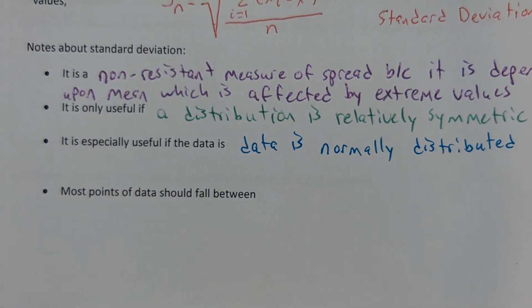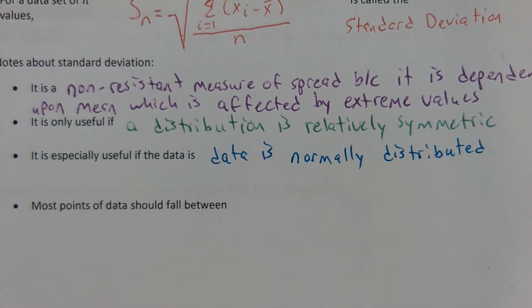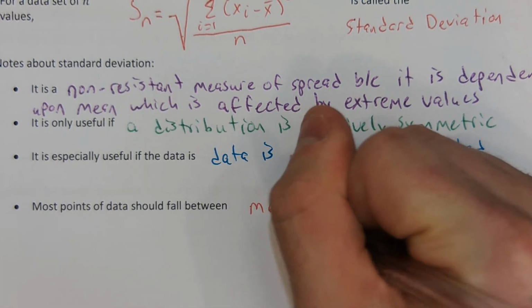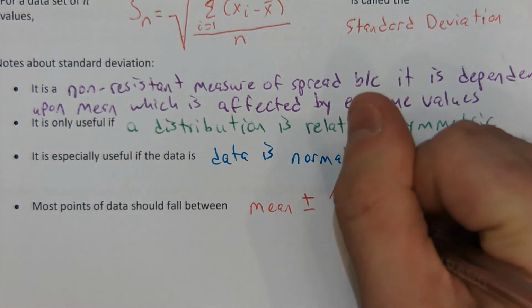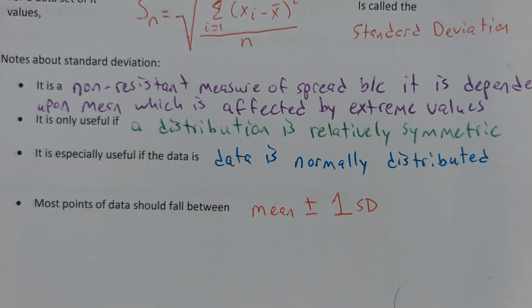And the last most important point about standard deviation that you need to know is that most of your data points are going to fall between the mean plus or minus 1 standard deviation. It's actually roughly 68% of your data points. You don't need to know that yet. I'm just letting you know. Most of the data points should fall between mean plus or minus 1 standard deviation. Okay.